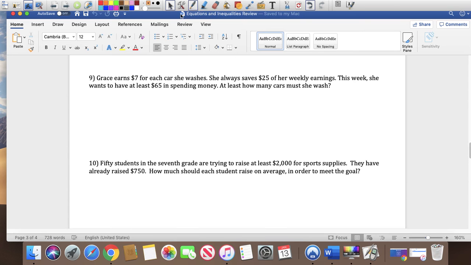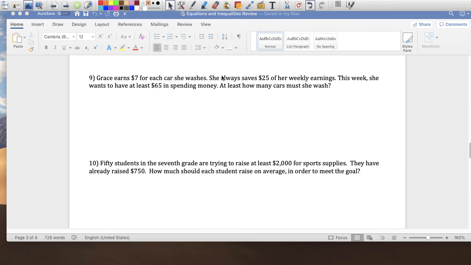Nine. Grace earns $7 for each car she washes. She always saves $25 for her weekly earning. This week, she wants to save at least $65 in spending money. At least how many cars must she wash?